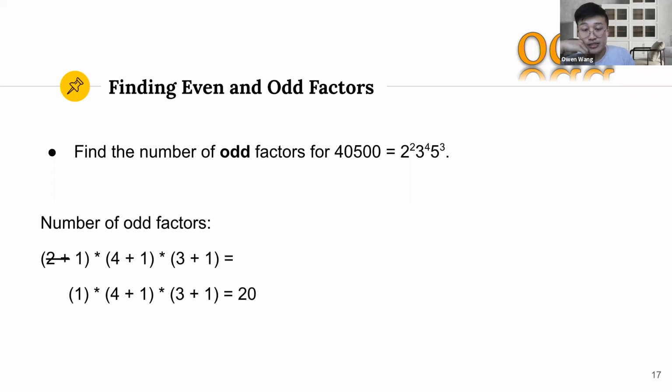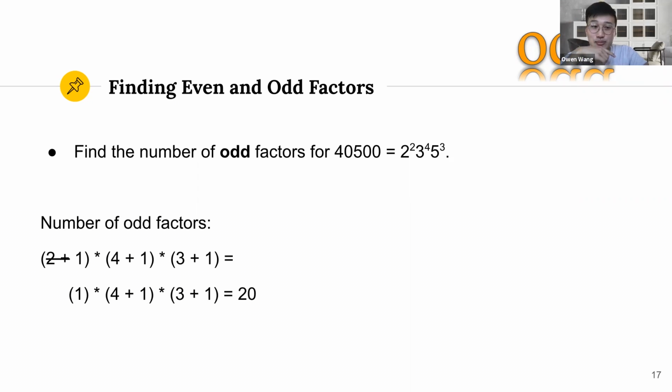Someone else also had a really good idea. Because a number is either odd or even, if you find the number of even factors, you can just find the number of total factors and subtract out the even ones. And that gets you the remaining odd factors, which is exactly what is happening here.